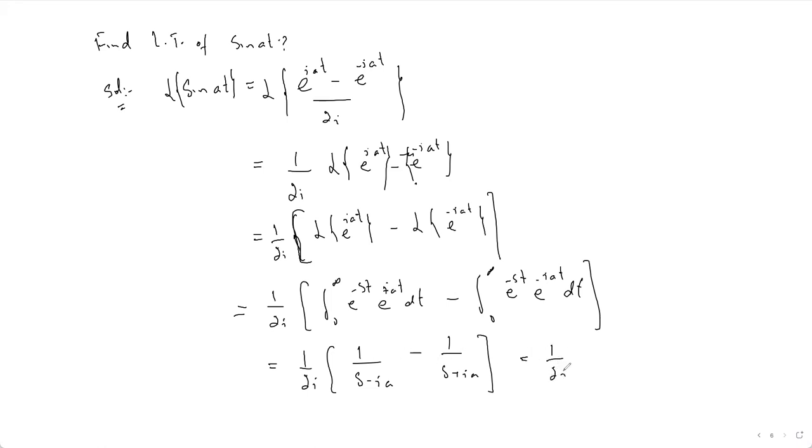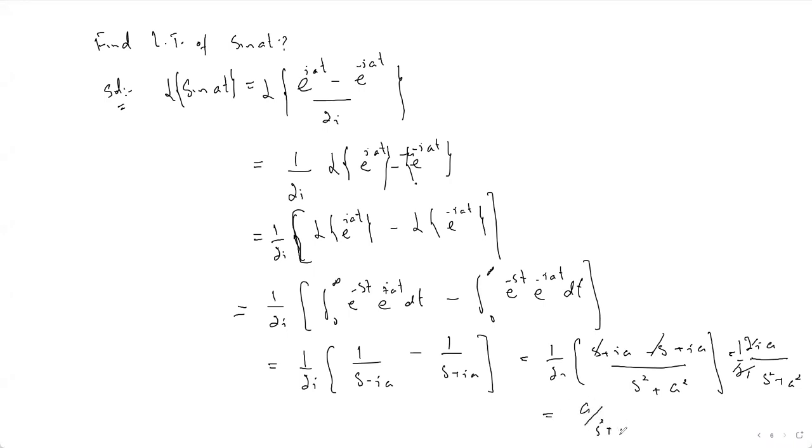It will be 1 by 2 iota, then s plus iota a minus s plus iota a, divided by s square, minus into minus will become plus, and iota square is minus, so it will become plus, s square plus a square, right? So now s and s will go, it will be 2ia divided by s square plus a square, into 1 by 2. This 2 and 2 is gone, and 2 iota and 2 iota is gone, it will be a divided by s square plus a square.